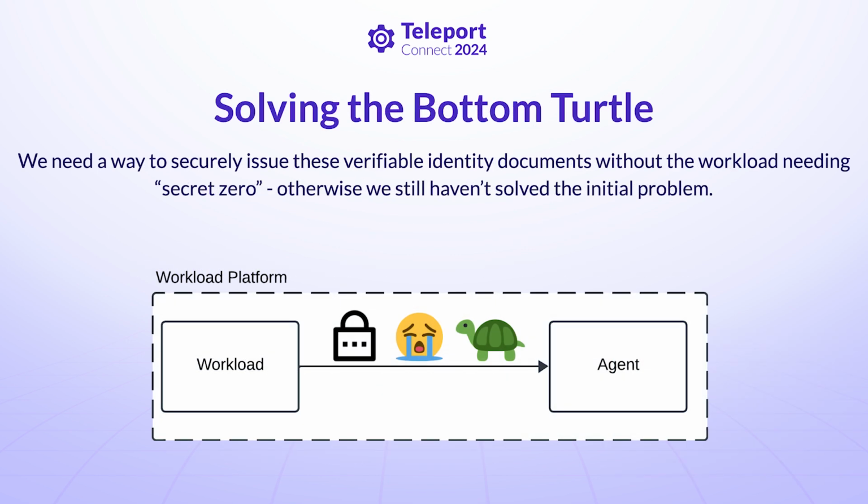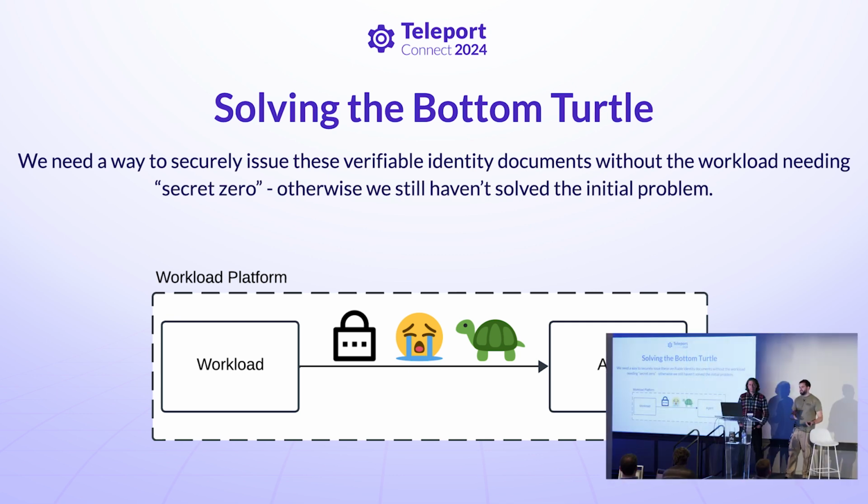But now we're back to the problem we discussed earlier. We have a bootstrapping problem. How does our workload identity agent know which identities to issue to which workloads, at least without those workloads having some kind of initial secret?